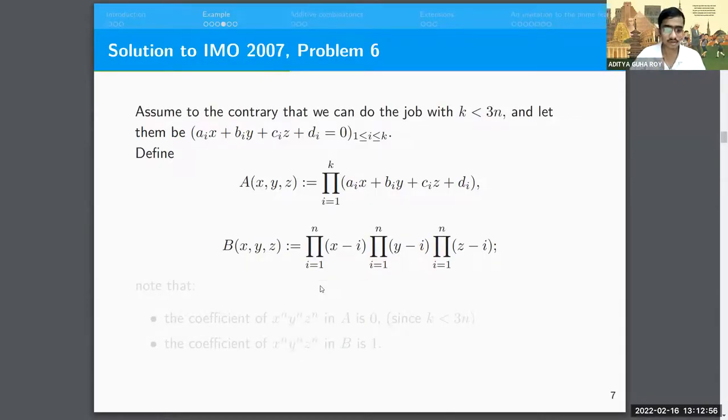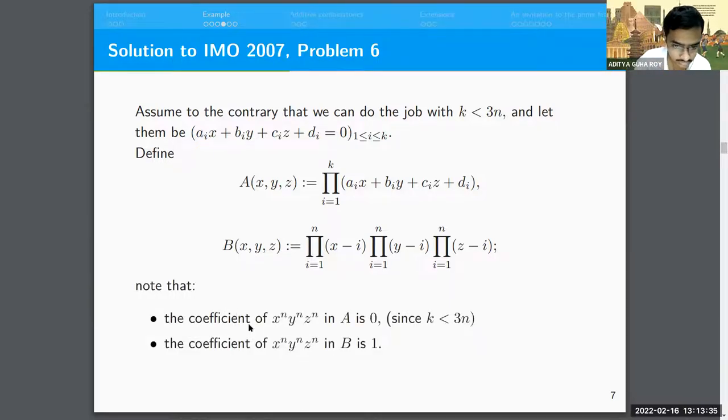Let's show that we cannot do it with fewer than 3n planes. So assume to the contrary that we can do the job with k less than 3n planes. And suppose these planes are a_i x plus b_i y plus c_i z plus d_i equals 0, where i lies between 1 and k. So we can define two polynomials. First one is A(x,y,z) to be the product for i equals 1 to k of (a_i x plus b_i y plus c_i z plus d_i), and B(x,y,z) to be the product for i equals 1 to n of (x minus i), times the product of (y minus i), times the product of (z minus i). I've deliberately written it in this form so that finding the coefficient becomes clear.